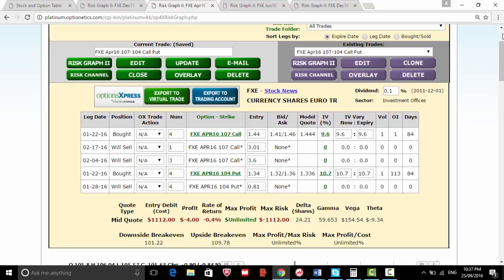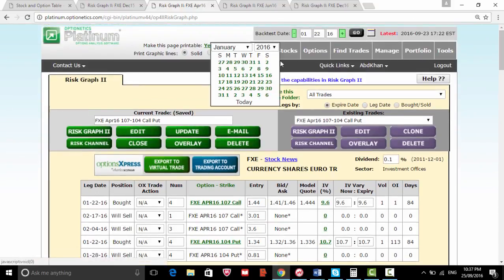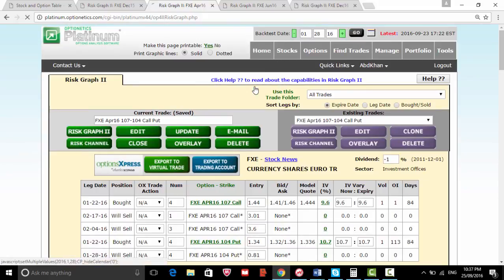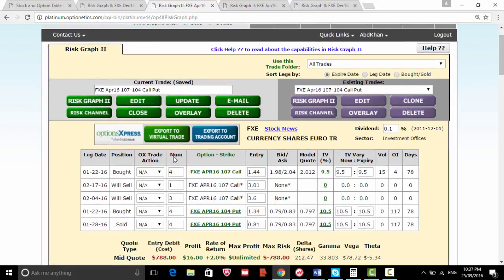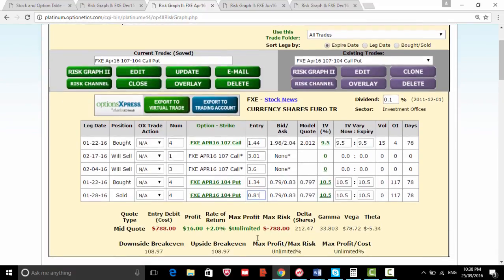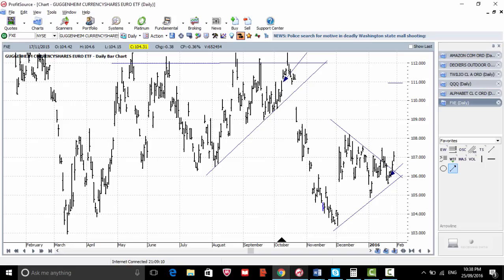So I'm going to move to our date here of the 28th of January. And now we should have sold puts. So you can see on the 28th of January, I've sold 4 of the puts that I had, and I sold them at $81 each. Now our position isn't doing much. I'm in profit by about $16. So we haven't really done much at all, and that's because the stock hasn't moved anywhere. We're still pretty close to where we were.